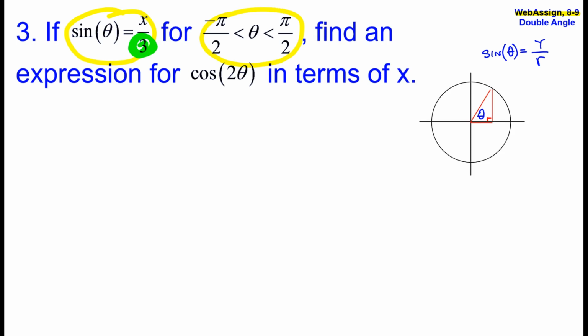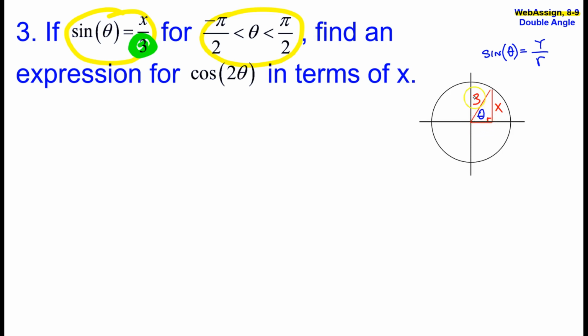Now let's take a look at what the sine of theta equals x over 3 tells us. Well, the y-coordinate, or this vertical distance right here, is x. So I'm labeling that vertical length as x. And then the radius of the circle is 3, so that means the hypotenuse of this triangle is 3. So now we could use the Pythagorean theorem to figure out what this horizontal leg is.